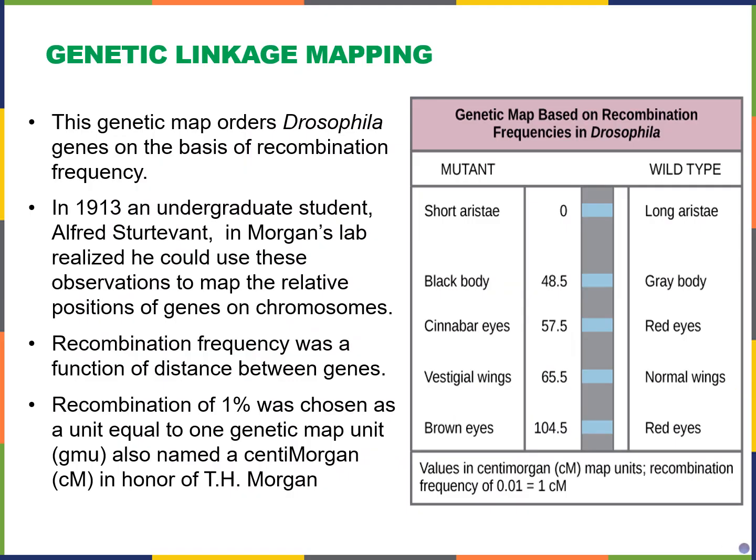Now that we know how to calculate something like recombination frequency, we've been able to create genetic maps. So we actually know all of the genes on the Drosophila chromosomes because of tests like the one we just saw previously. And in fact, one of Morgan's students, Sturtevant, realized that he could use these recombination frequencies to generate a map of all of the relative positions of the fruit fly genes on their chromosomes.